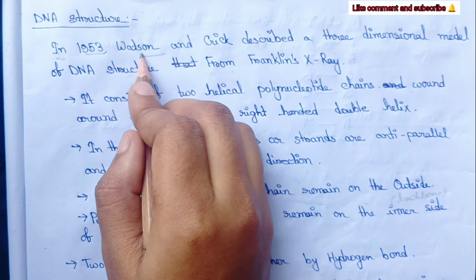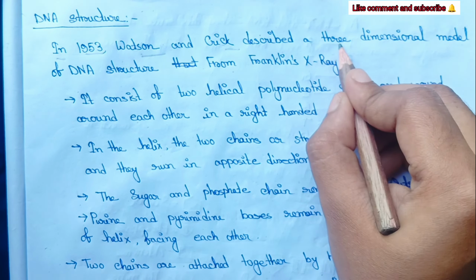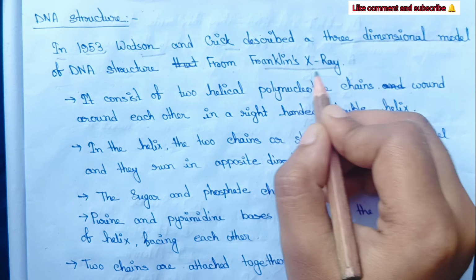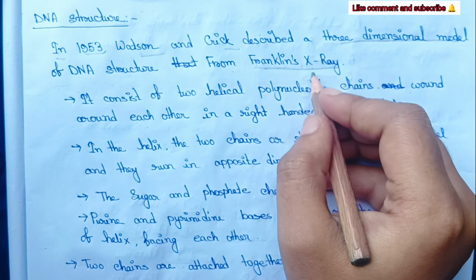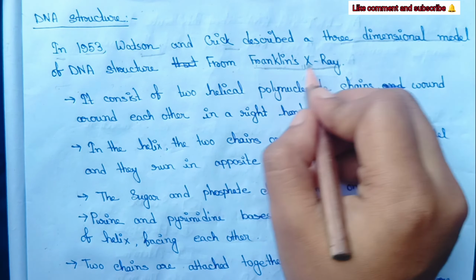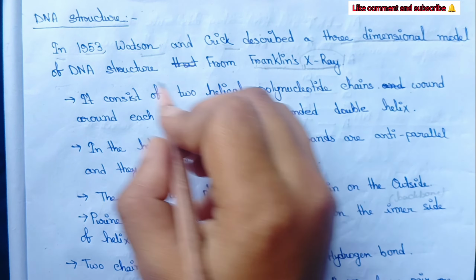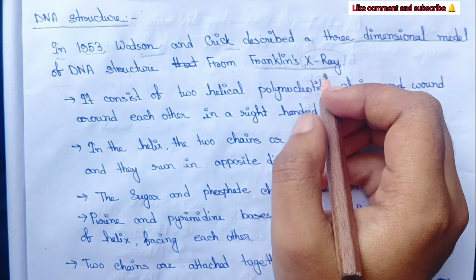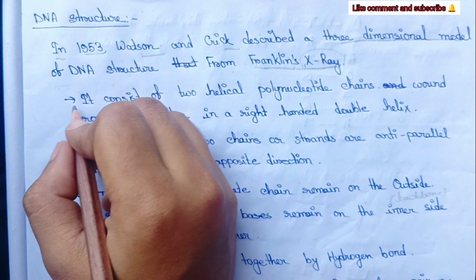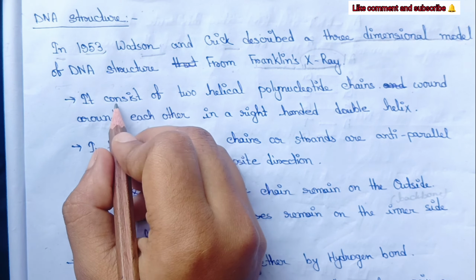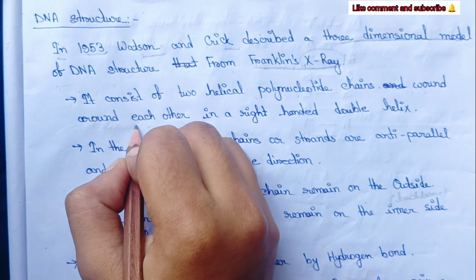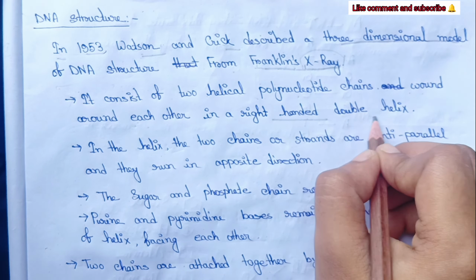In 1953, Watson and Crick described a 3-dimensional model of DNA structure from Franklin's X-ray. Franklin is also a scientist who first saw the structure of DNA with the help of the X-ray. So Watson and Crick first described the DNA structure with the help of Franklin's X-ray. First, it consists of two helical polynucleotide chains wound around each other in a right-handed double helical structure.